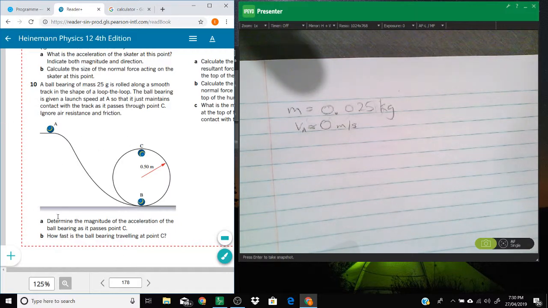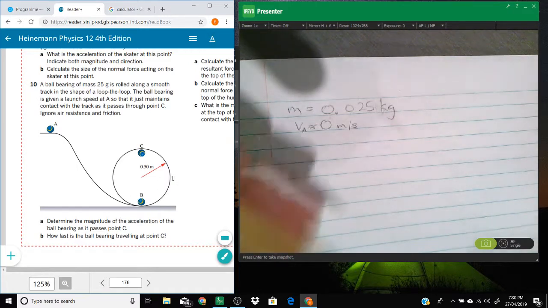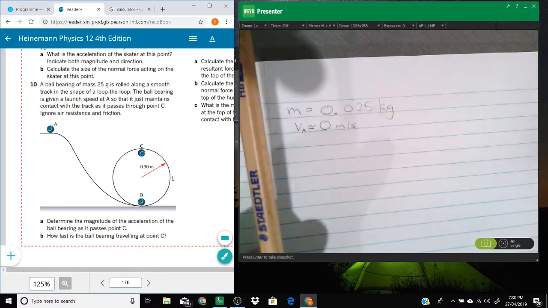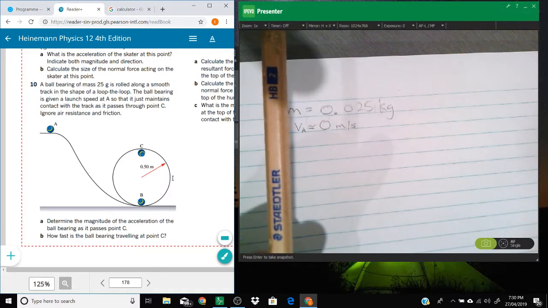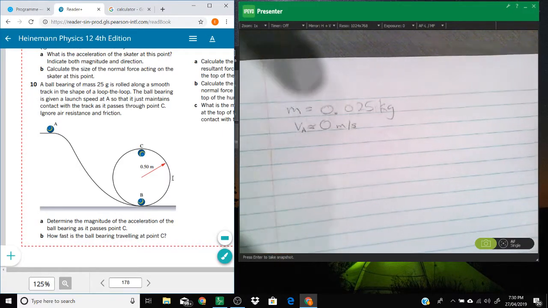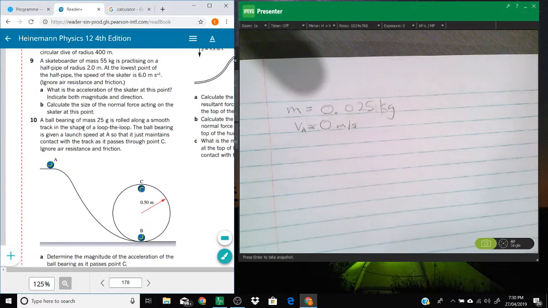All right, determine the magnitude of the acceleration of the ball bearing as it passes through point C. How fast is the ball bearing traveling at point C? We're pretty much ignoring point B entirely. But point to note, let's have a look here. So, how high is point A?